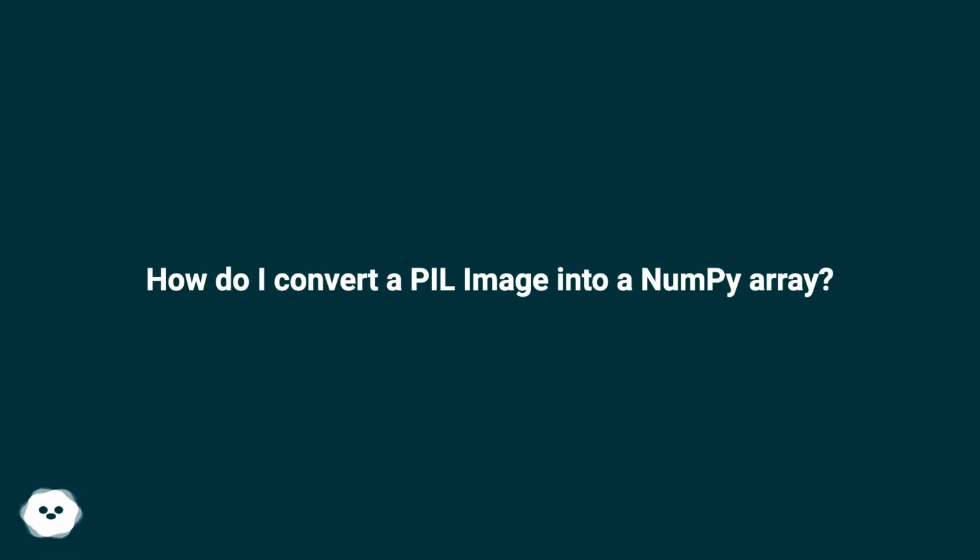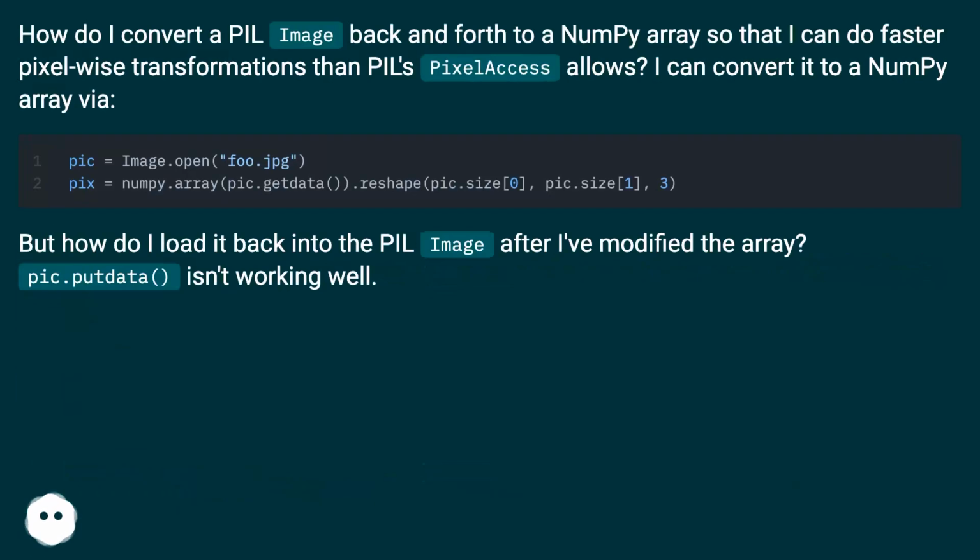How do I convert a PIL image into a numpy-ndarray? How do I convert a PIL image back and forth to a numpy-ndarray so that I can do faster pixel-wise transformations than PIL's pixel access allows? I can convert it to a numpy-ndarray via.